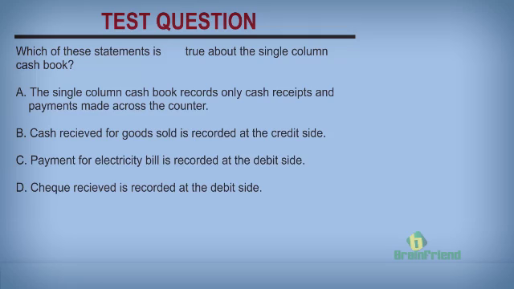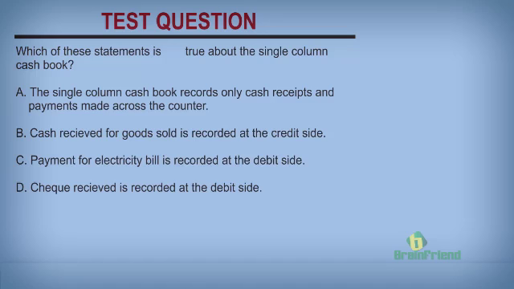B. Cash received for goods sold is recorded at the credit side. That is wrong. That contravenes the double entry rule. The double entry principle says whenever cash is received, record it at the debit side, and whenever cash is paid out, record it at the credit side. Therefore, this statement is not true. C. Payment for electricity bill is recorded at the debit side. That is also not true because it contravenes the double entry principle. All payments are recorded at the credit side. So, electricity bill cannot be recorded at the debit side.